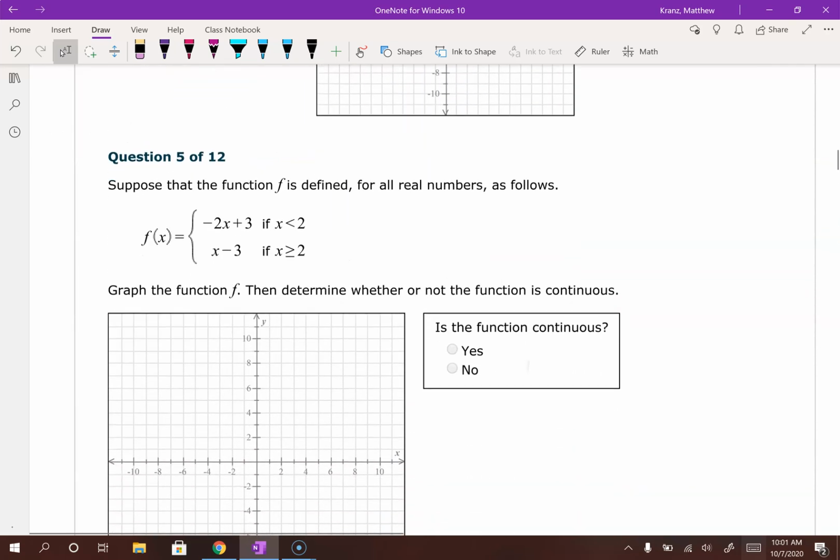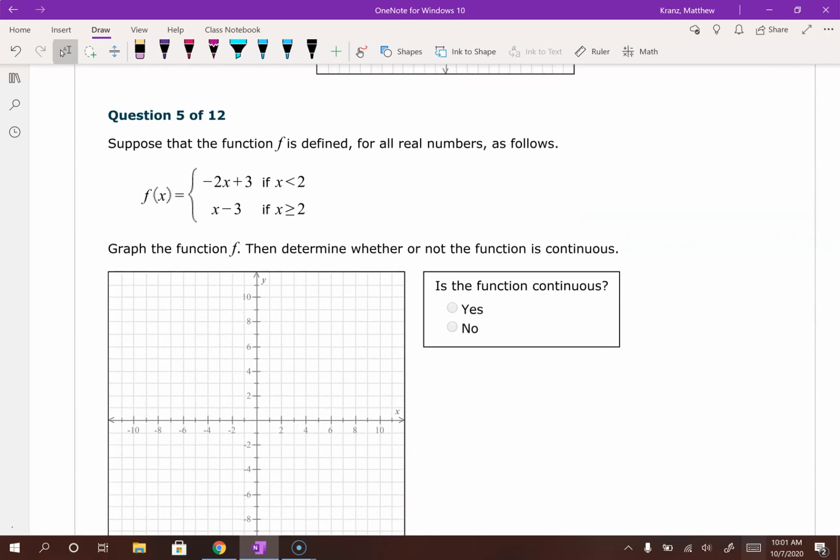All right, number 5. Suppose the function f is defined for all real numbers as follows. So this is a piecewise function. Basically, where x is less than 2. So here is 2, so I'm going to draw a line there. And I'll make this my blue function. So less than 2 is over here. And notice that this does not have a line under it, so for blue, it's going to have an open circle when it hits that line.